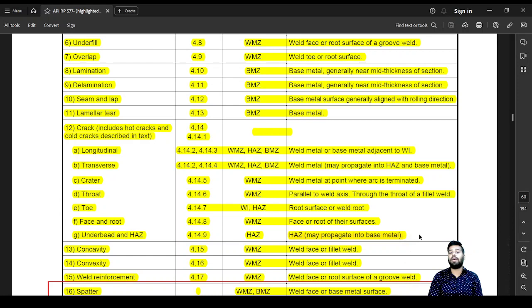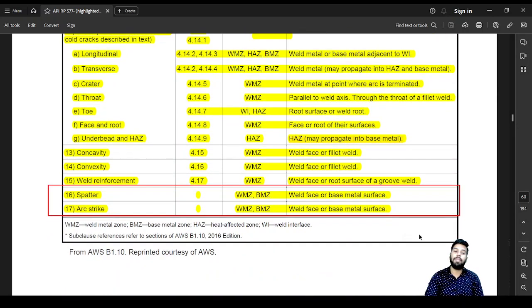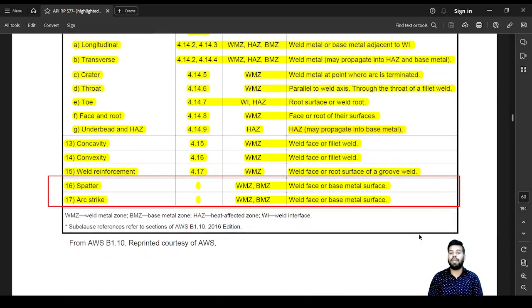Crater crack would be in the weld metal zone, generally at the start or stop of the weldment. Toe crack is going to be in the weld interface and the heat affected zone. Face and root crack is going to be in the weld metal zone, and underbead and heat affected zone cracking will be in the heat affected zone. Concavity, weld metal zone. Convexity, weld metal zone. Weld reinforcement, weld metal zone.